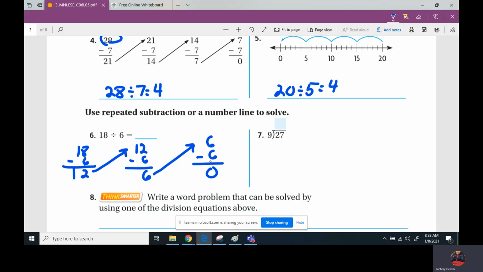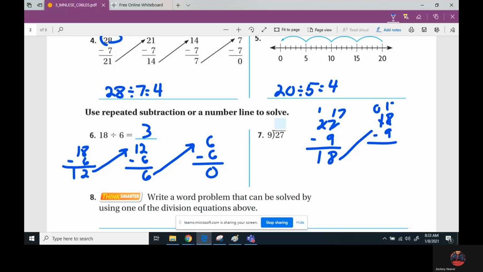How many problems do we have? 1, 2, 3. The answer is 3. Same thing over here. 27 minus 9 is 18. Remember, 17, carry 1, 18. Bring it up. 18 minus 9 is 9. Bring it up. So how many problems do we have? 1, 2, 3. Just like that.